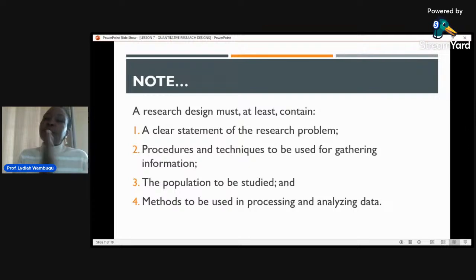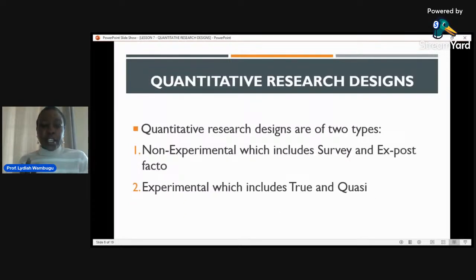And if it is quantitative, then even the sampling designs will be quantitative and you'll be talking about them. Even the method of analysis will be quantitative. That means you're going to use statistics. So there must be that correlation, that coherence between the two. So before we start looking at the designs, allow me to check whether there is any question.